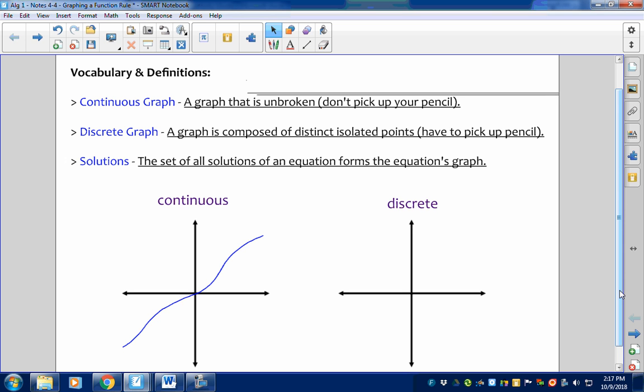So a discrete graph looks like this. It's just a whole bunch of points that are not connected. And the solutions, or the set of all solutions of an equation, forms the equation's graph. So when we plot the points and draw a curve through them, you are drawing a picture of the solution set.